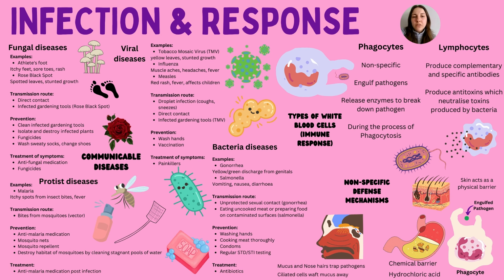There are a few non-specific defense mechanisms that you need to be aware of. One includes the skin, which acts as a physical barrier to stop pathogens entering. Also, a chemical barrier includes the hydrochloric acid found in our stomach. We also have phagocytes, which I mentioned earlier, that engulf any type of pathogen and destroy them. And we have nose hairs and mucus, which trap the pathogen, and the nose hairs will trap the dust and particles that could irritate our respiratory system further.